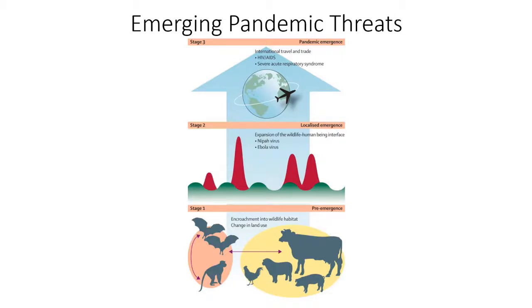And then sometimes the virus gets acclimatized for human-to-human transmission, either through evolutionary processes and mutations, or it is just ready, even before spillover, and probably has the ability to infect humans really well. That might take the virus to the next level of emergence, which we would call pandemic emergence.